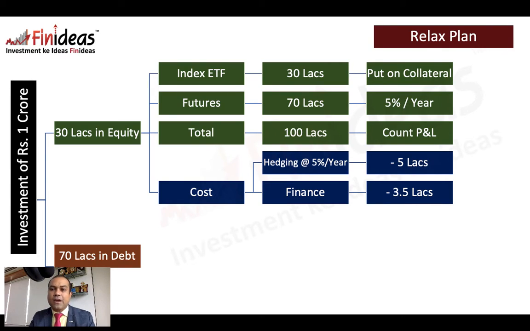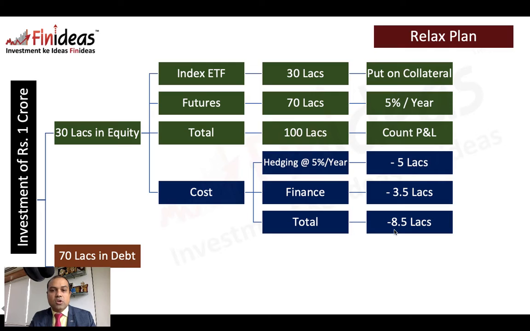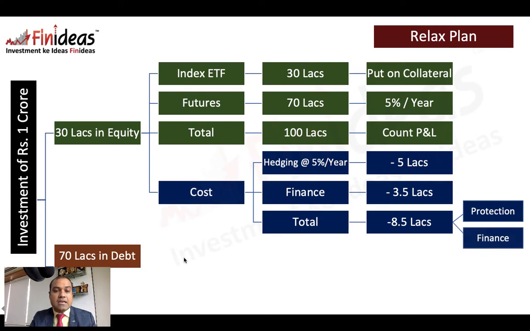So just 3.5 lakh rupees. So indirectly for the portfolio of 1 crore, we have paid a total cost of just 8.5 lakh only. So the 8.5% cost has given us two extraordinary advantages. Advantage number 1, that my portfolio is protected. And advantage number 2, that on an investment of 30 lakhs, I am going to earn on the portfolio of the full 1 crore. The rest 70 lakh rupees we have parked in debt.